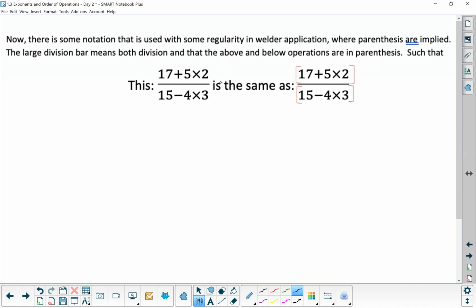So this large fraction here, 17 plus 5 times 2 over 15 minus 4 times 3, is the same as the whole numerator in parentheses, or as you see here, brackets, and the denominator also in brackets. So we have to follow our order of operations.